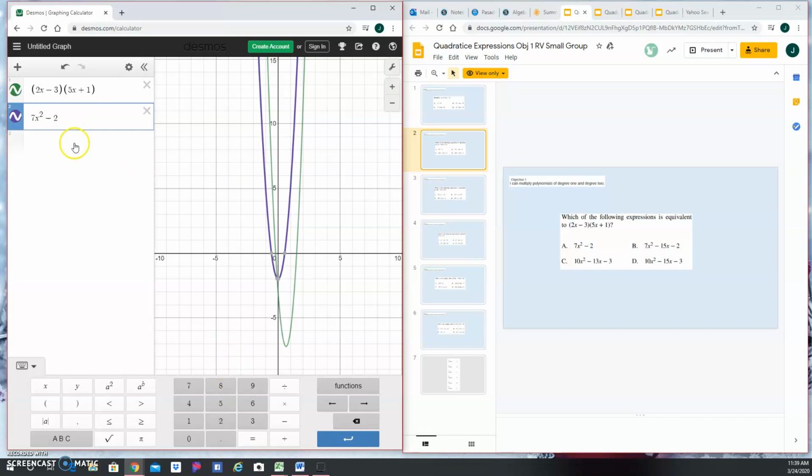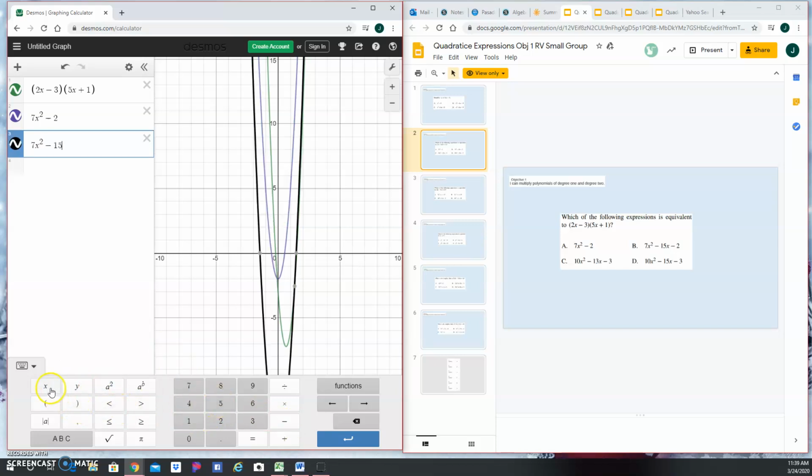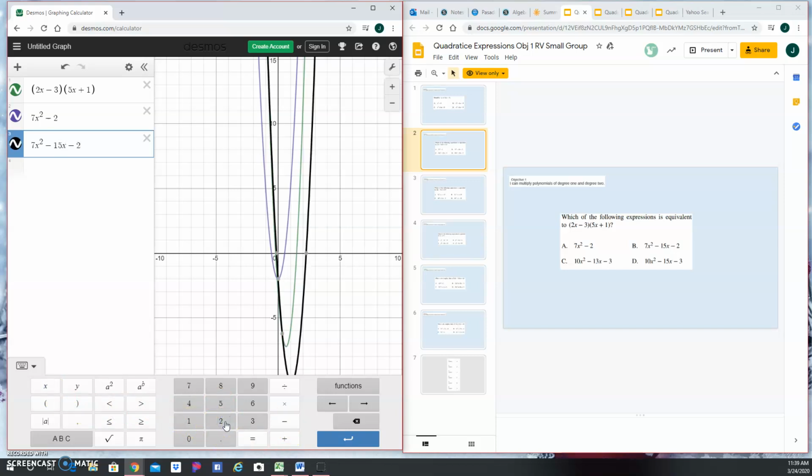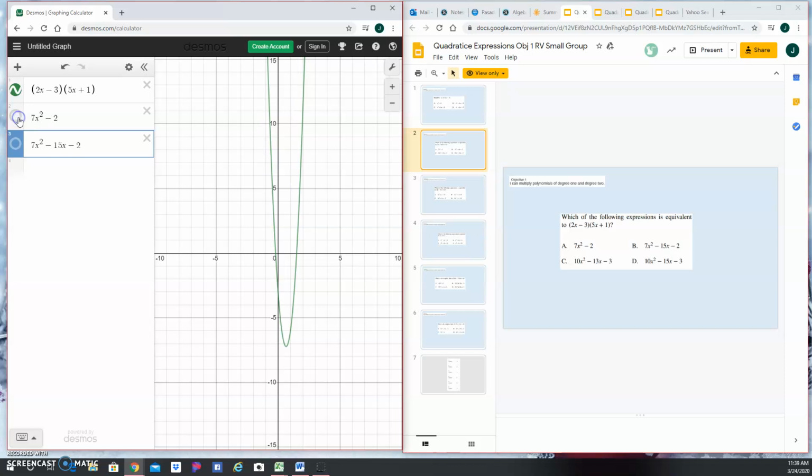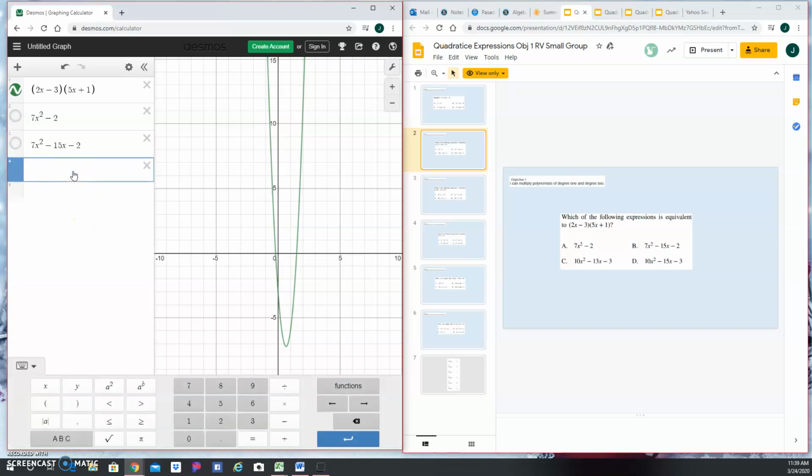So I will now open another window and type up letter B, which is 7x squared minus 15x minus 2. And again, it did not go through. As you can see, it's all so crowded already. So what I'm just going to do is turn them off. The way to turn them off is to click on all these circles on the left side, and it will turn off once you want to examine the graph, and you can turn it back on again.